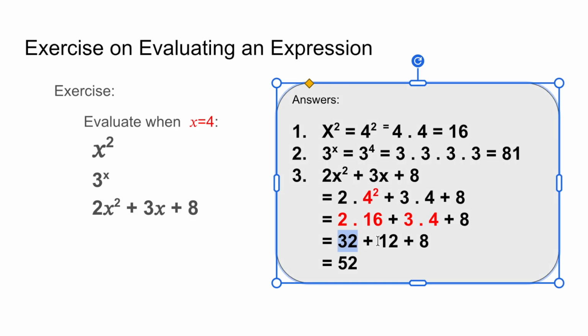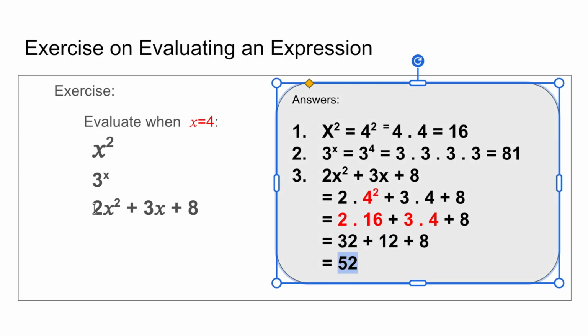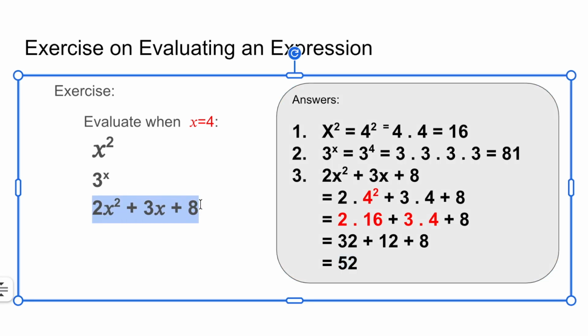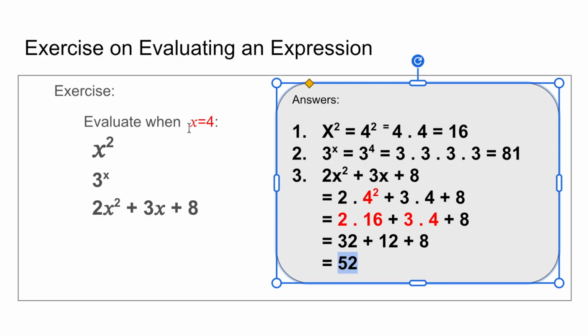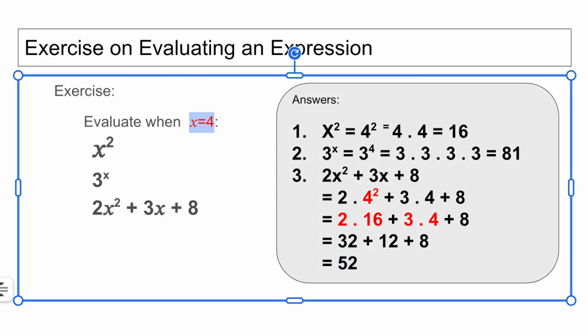So we got 32 plus 12 plus 8. That's how we get 52. 2x square plus 3x plus 8 given x equal to 4 will become 52. That's how you evaluate an expression when a value for a variable is given.